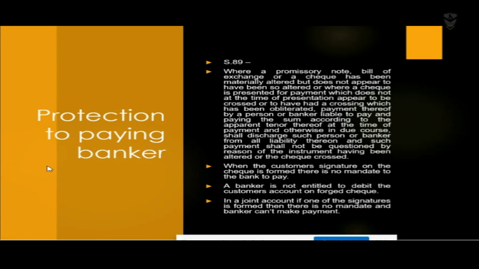In a joint account, if one of the signatures is forged, then there is no mandate and the bank cannot make payment. In case of a joint account where two persons are there, if one signature is forged, then also the bank does not get any protection.